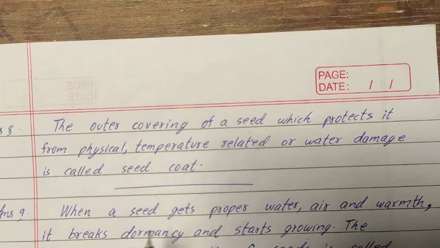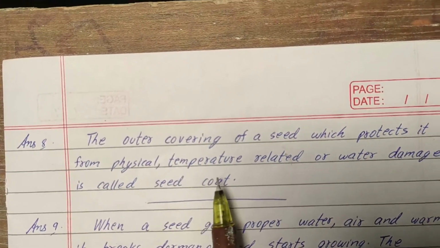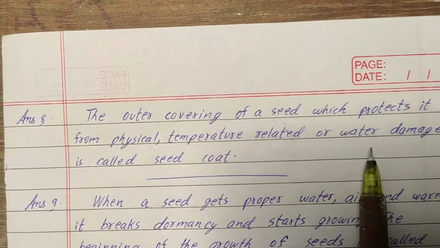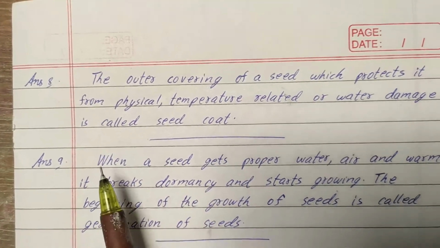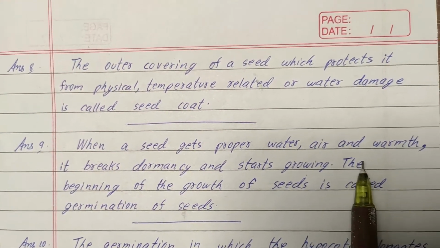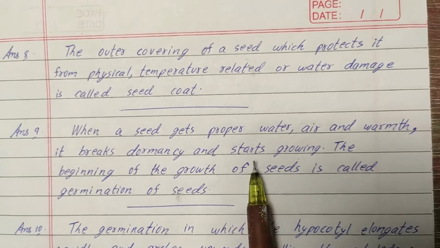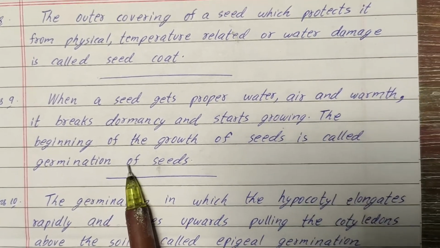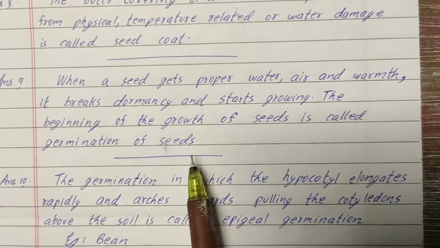The outer covering of a seed which protects it from physical, temperature-related and water damage is called the seed coat. When a seed gets proper water, air, and warmth, it breaks dormancy and starts growing. The beginning of the growth of seed is called germination of seeds.